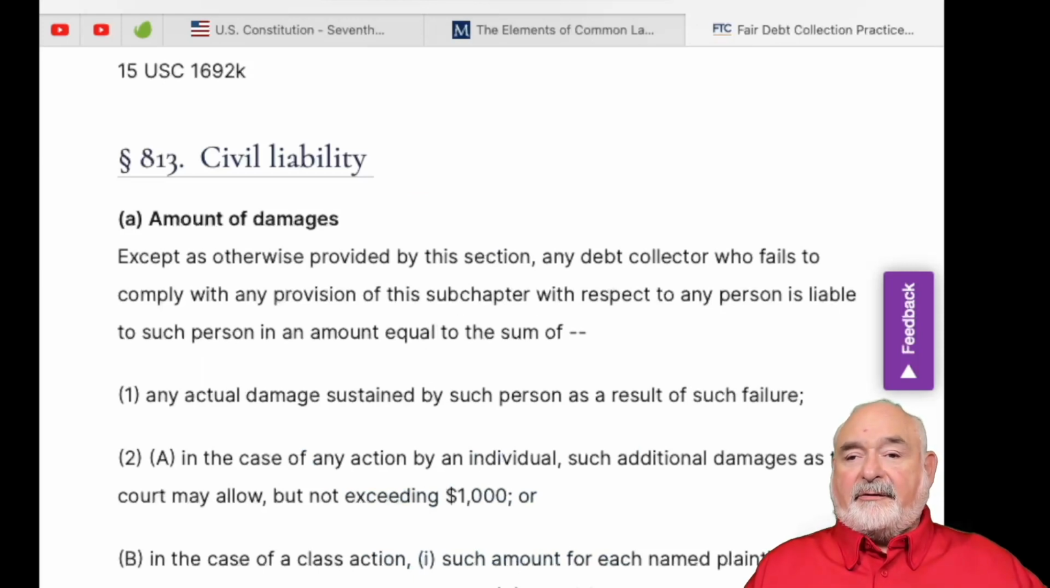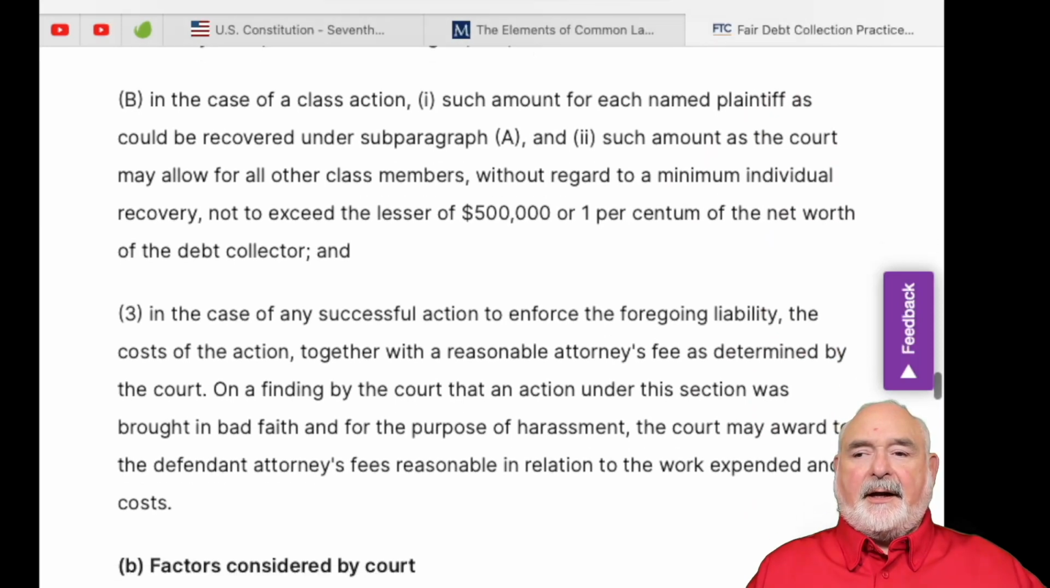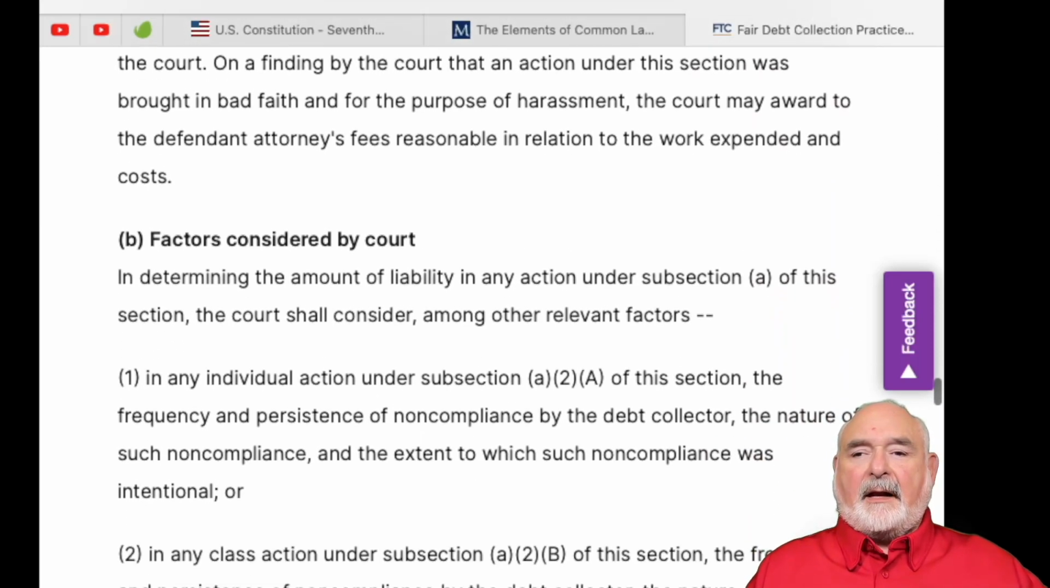It says, except as otherwise provided by this section, any debt collector who fails to comply with any provision of this subchapter with respect to any person is liable to such person in the amount equal to the sum of the actual damage and that sort of thing. And then as we go down here, in determining the amount of liability in any action under Section A of this court, the court shall consider among other relevant factors.